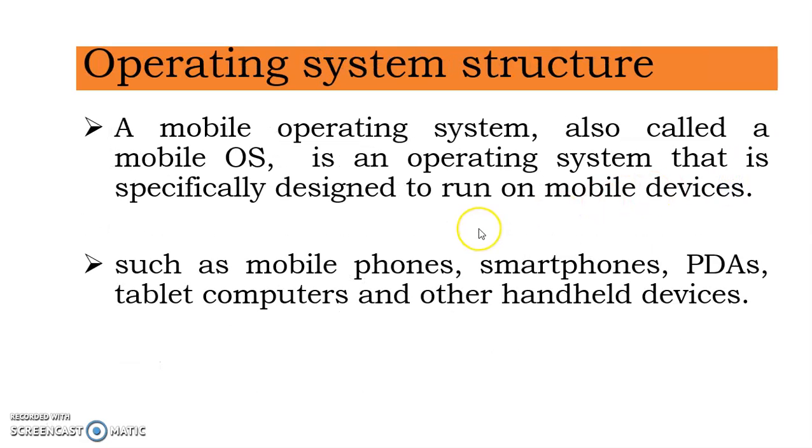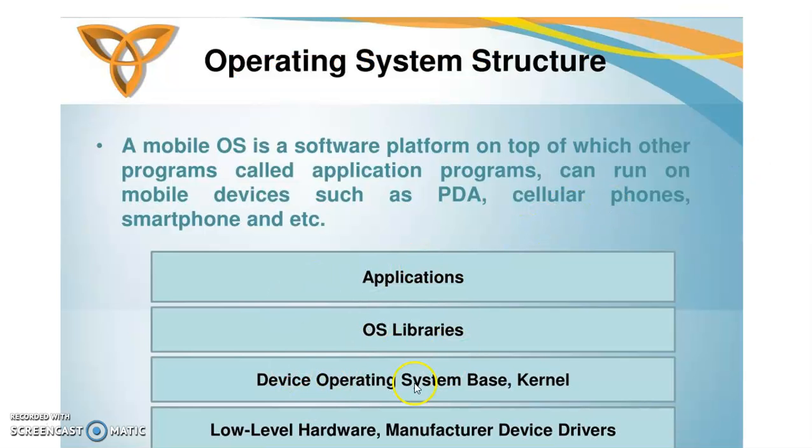First of all, a mobile operating system, also called a mobile OS, is an operating system specifically designed to run on mobile devices, such as mobile phones, smartphones, personal digital assistants, tablet computers, and other handheld devices. It is designed only for mobile phones. Okay, this is the operating system structure.